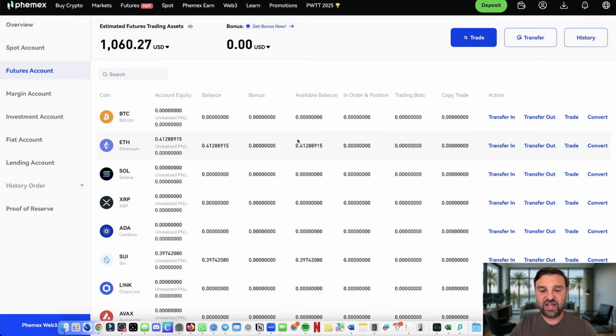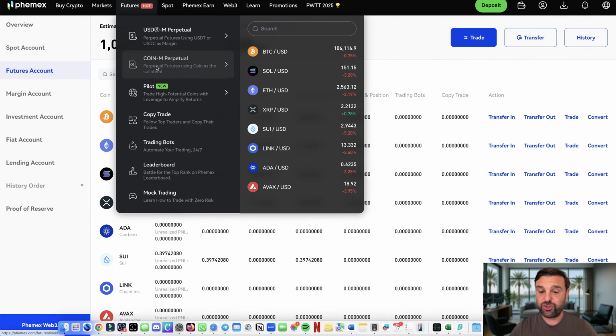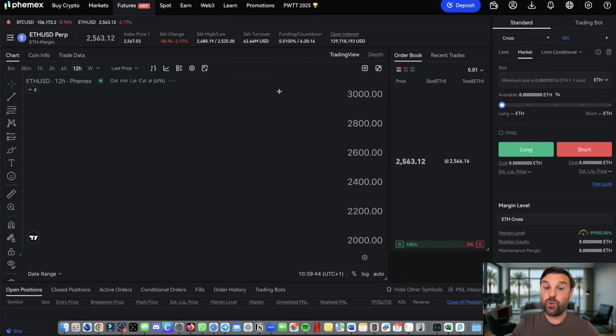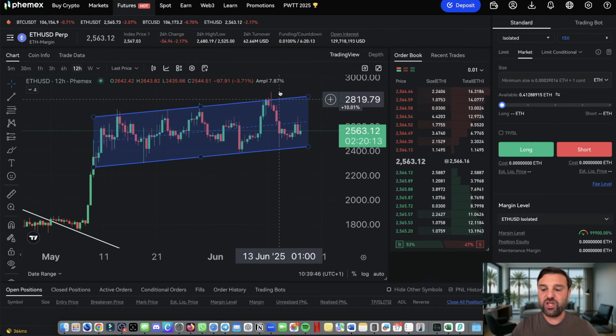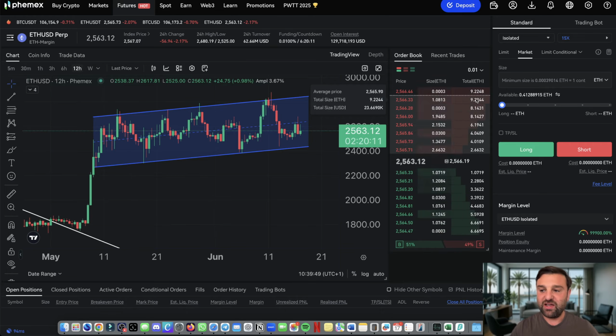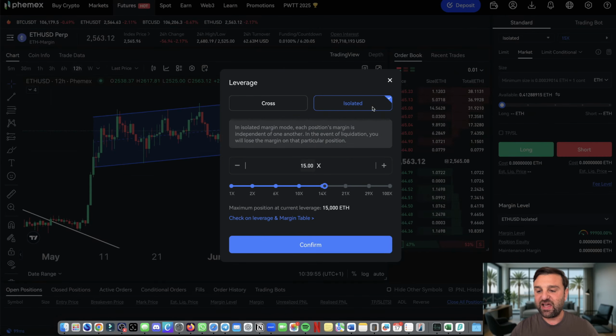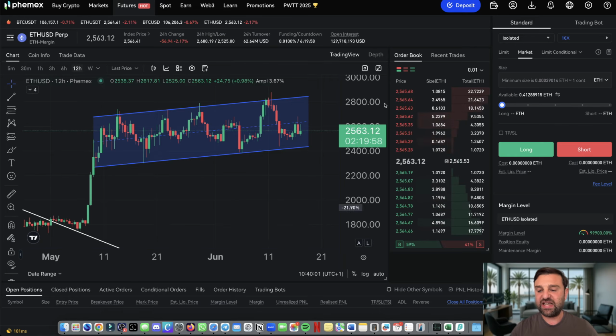So what we can now do is go back to futures, CoinM, and to ETH USD. Now we're not using USDT as margin, we're using Ethereum as the margin. The same principles apply with whether it's isolated or cross. I still recommend to use isolated. The leverage as well, you can select your leverage up to 100x. Again, we'll use 10x as an example, and again using market order.